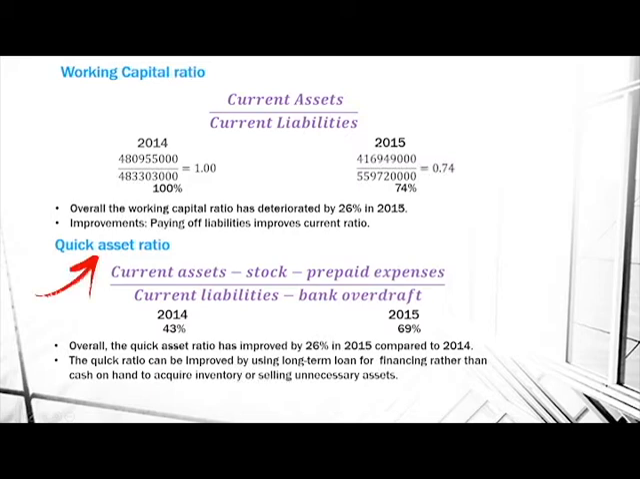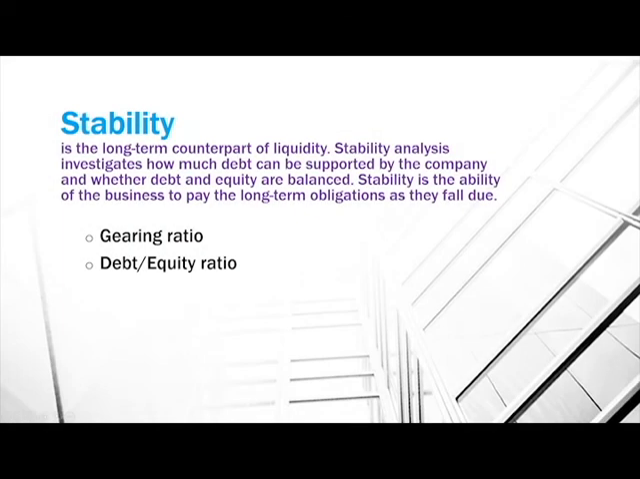Next, the quick asset ratio. The quick asset ratio has improved by 26% in 2015, but still they may not be able to pay for it when the current liabilities fall due. This can be improved by using long-term loan. Lastly, stability is the ability of the business to pay long-term obligations as they fall due.